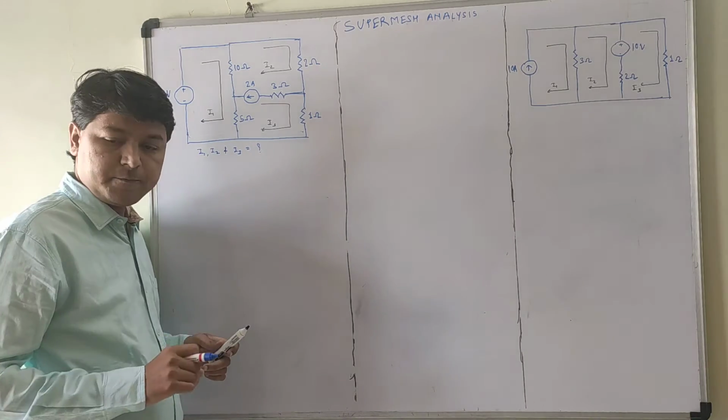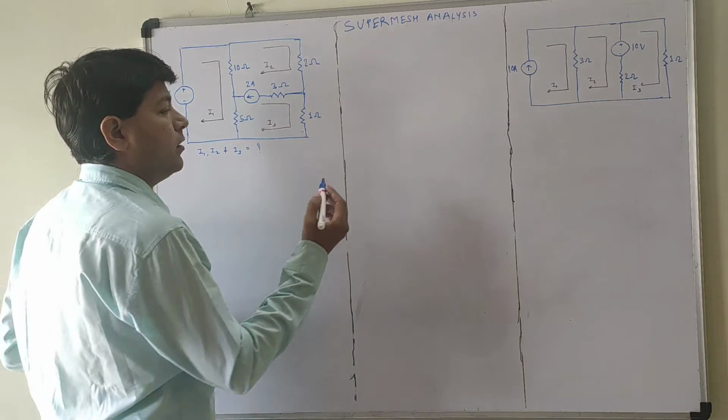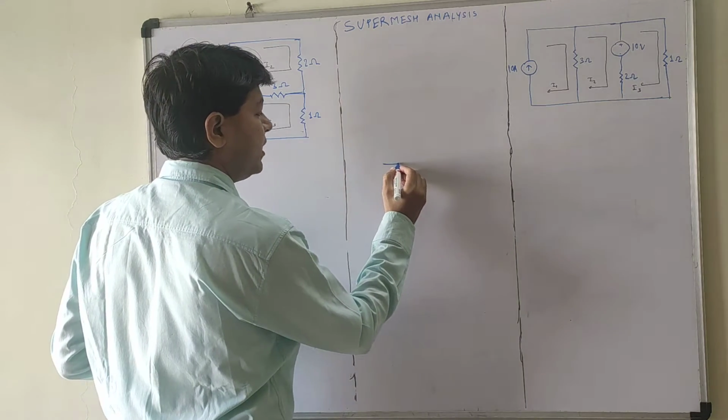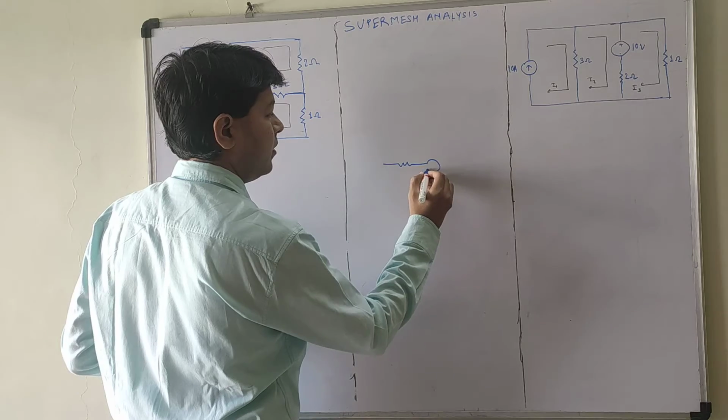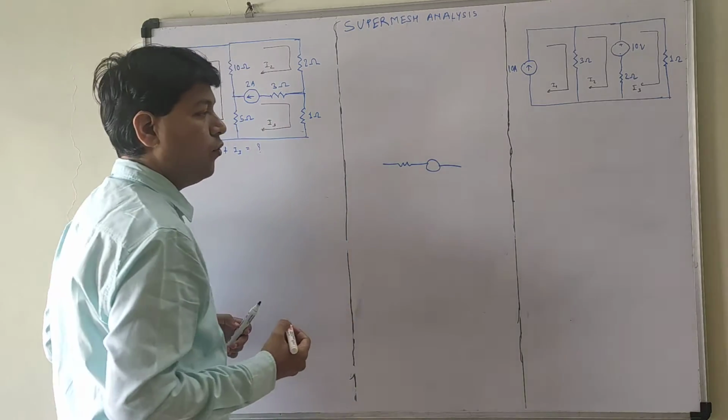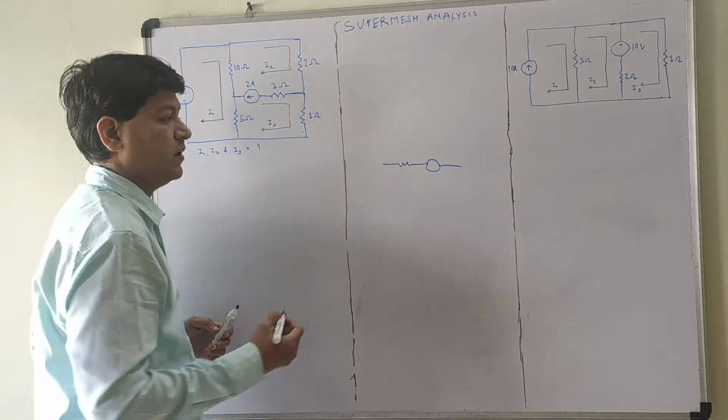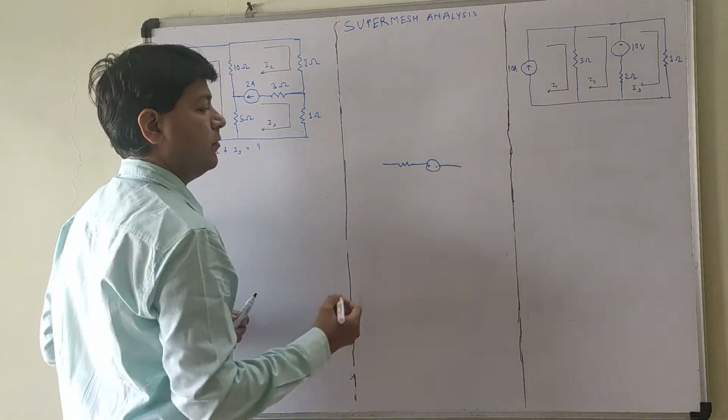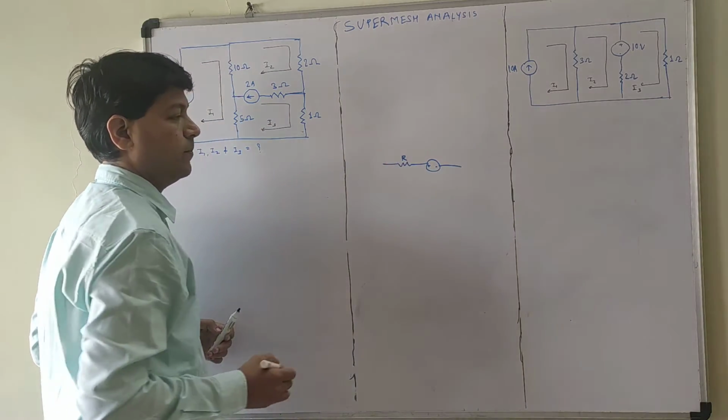Now we know that mesh analysis will be applicable when a voltage source is there. Consider this as a voltage and current, and this is a resistor.